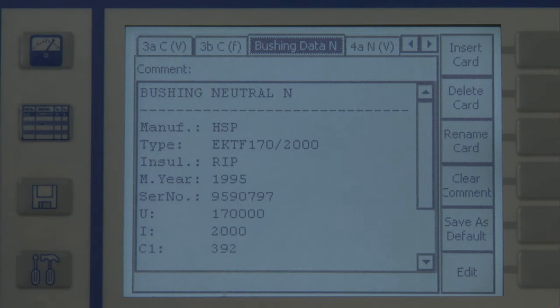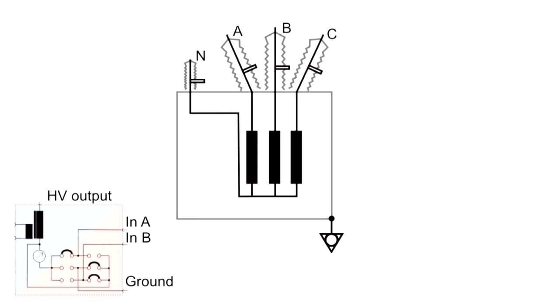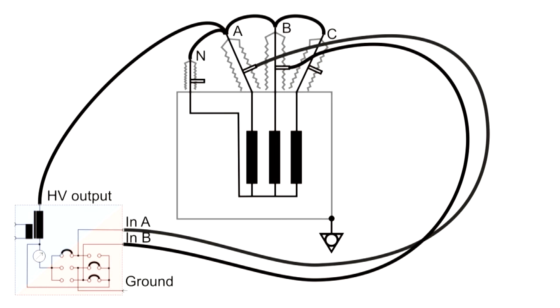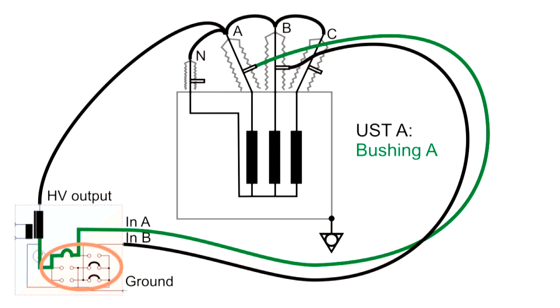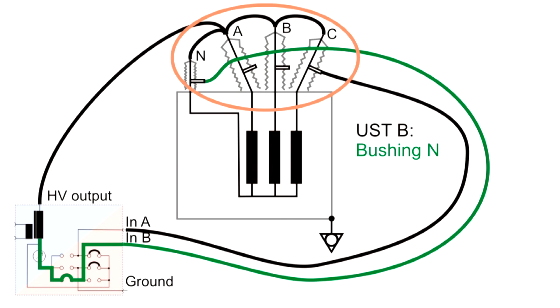To measure the four bushings of our transformer, we start with bushings A and B and connect the test leads accordingly. In the first test card, UST-A is set. This setting allows measuring bushing A. Without rewiring, we can continue with measuring bushing B, because the next test card now switches to UST-B mode.